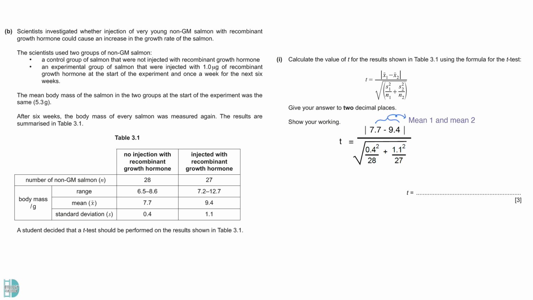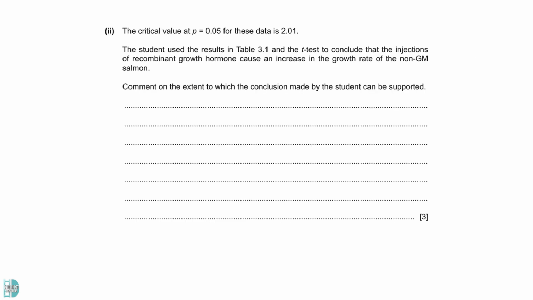X bar 1 and 2 are the mean values for the 2 groups. S is the standard deviation, while n is the sample size. The answer is 7.56. 2 gives you the critical t-value at p equals 0.05. You are asked to comment on the extent to which the conclusion made by the student can be supported. Notice that this question asks you to comment, not only conclude.